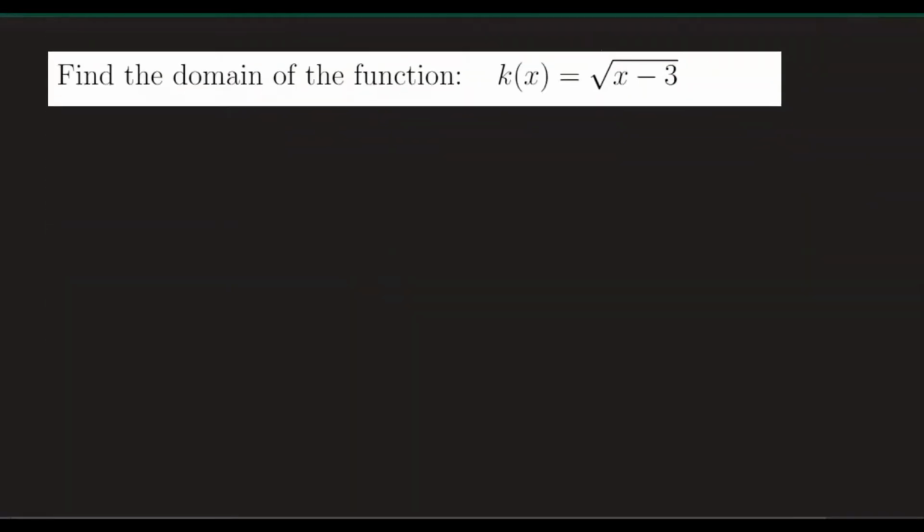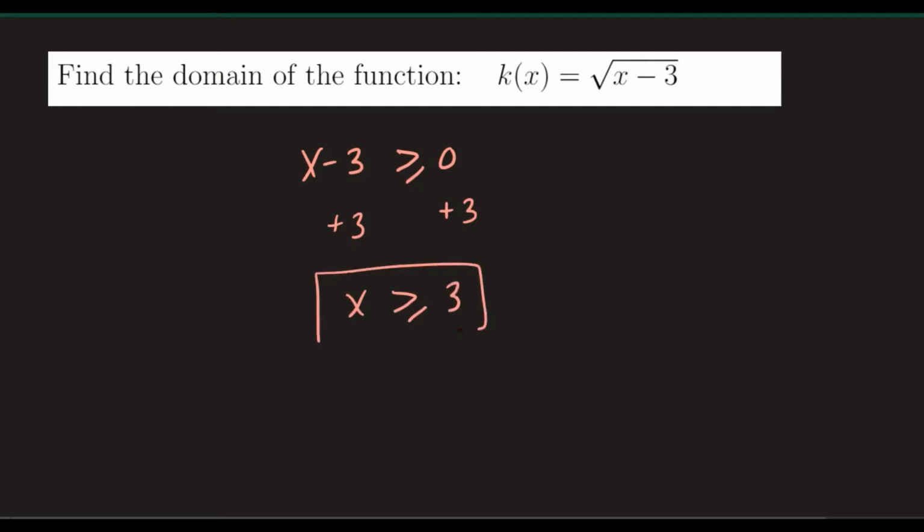For this one, we want to find the domain of k of x, which is the square root of x minus 3. Now you have to keep in mind that the expression under a square root has to be greater than or equal to 0. So we take x minus 3 and set it greater than or equal to 0. Then we solve for x, so we add 3 to both sides. That gives us x has to be greater than or equal to 3. So that's the domain of this function. As long as x is greater than or equal to 3, this function is fine.